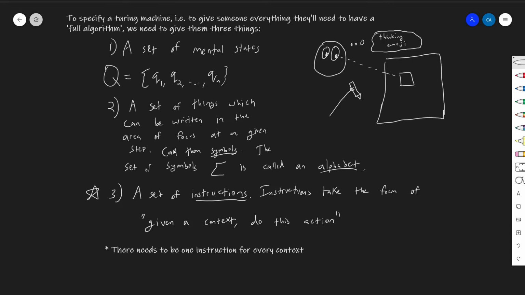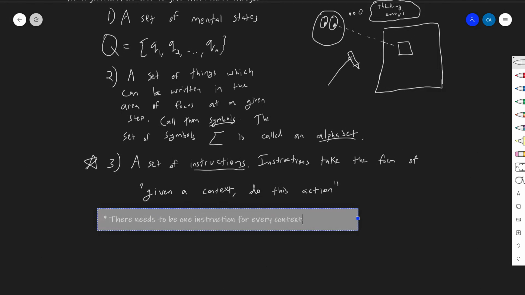But if I do make these two things finite, then there's only finitely many instructions that I need to give, right? If Q has 5 things in it, if there's 5 mental states and 26, or let's say 25 because I can't do any multiplication, 25 symbols, then that amounts to 125 instructions that I need to specify, right? Because for every state there's however many symbols. So I'm going to assume finitely many states and symbols.